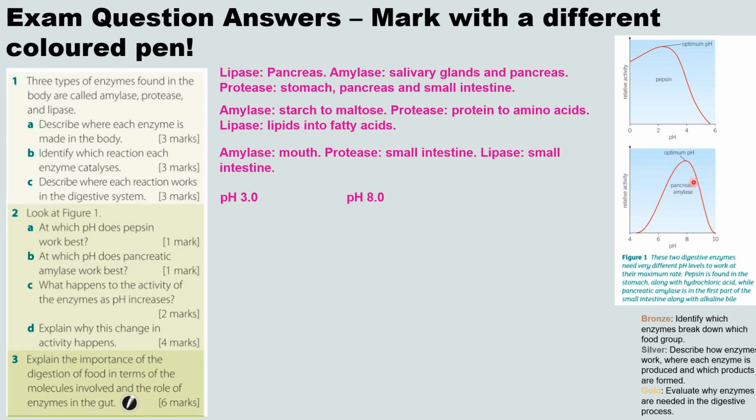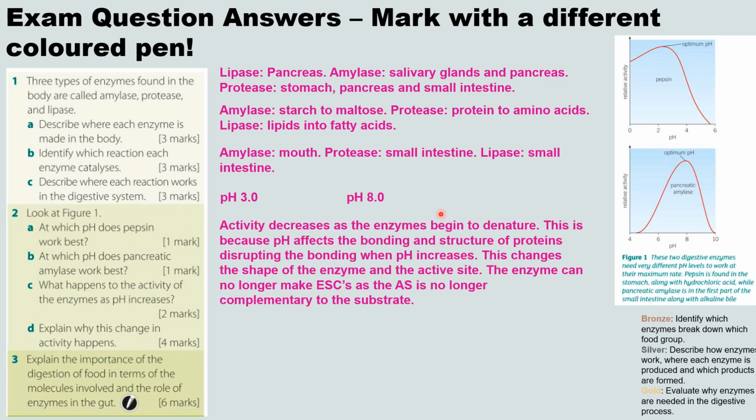And then the second one is pH 8. If you look here, go straight down and it's pH 8. At which pH does pancreatic amylase work best? That is that one. What happens to the activity of the enzymes as pH increases? So remember to link that to the structure of an enzyme. So activity decreases as the enzymes begin to denature.